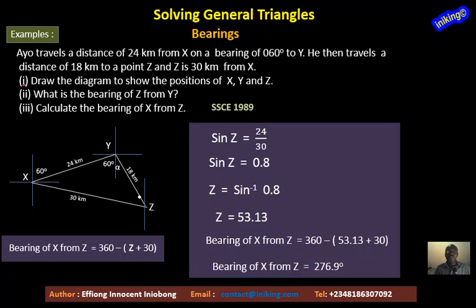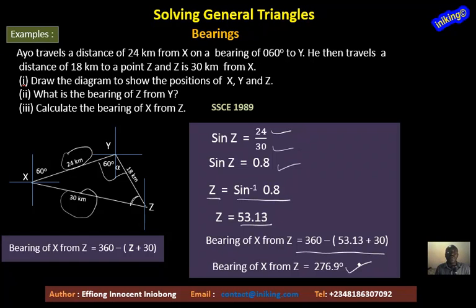We say sine z, that angle, is going to be opposite 24 all over hypotenuse 30. Why is it the hypotenuse? Because this is the 90 degrees and this is opposite because it's facing our angle z. So that's 24 over 30, which gives us 0.8. Computing that, z will therefore be the sine inverse of 0.8 and z is equal to 53.13. Now we fall back again to find what we are looking for. 360 minus that, and that gives us 276.9 degrees. I'm sure we're all happy with that. So we are done with the first example.